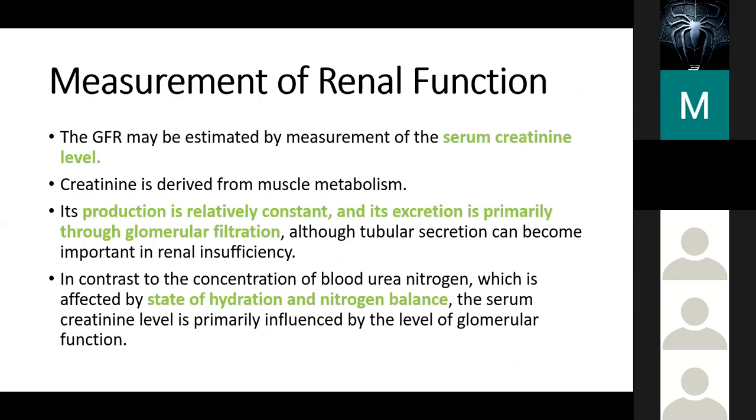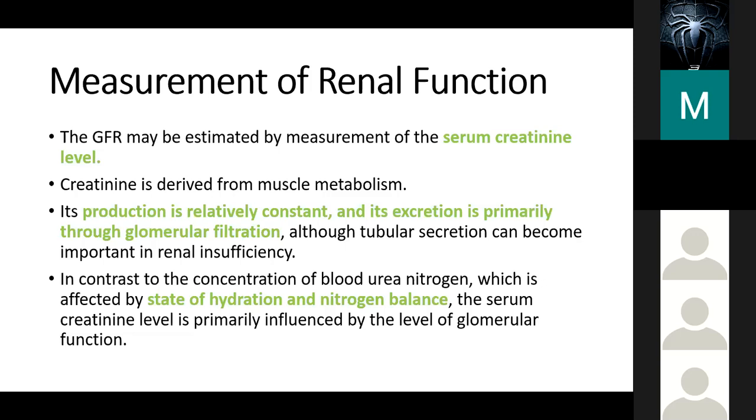So when we want to measure renal function, how do we do it? Renal function is measured by the serum creatinine level. So we know that if you want to check the kidney function, you request a kidney function test. And this is the blood urea nitrogen, and then what is measured is the serum creatinine level. We know that creatinine is derived from muscle metabolism, and its production is relatively constant. And it is excreted mainly through the kidney by glomerular filtration.